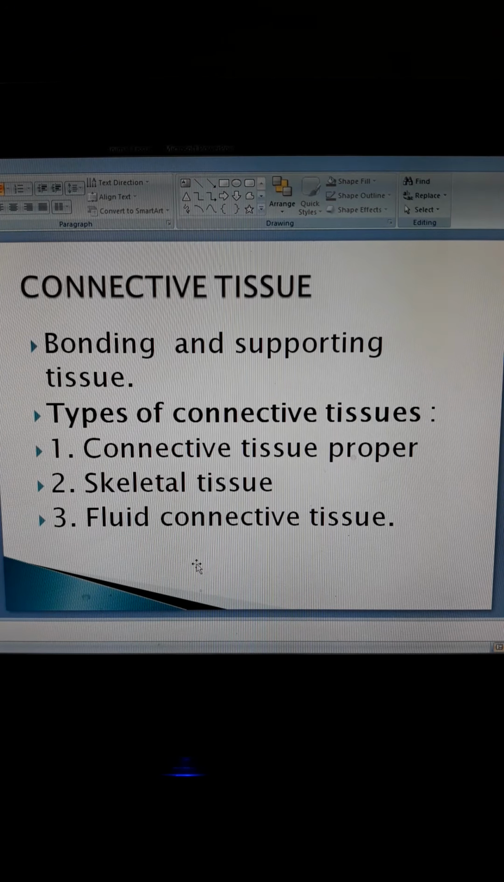The space between the cells of the connective tissue has a lot of space. Connective tissue cells are very few in number and they have large spaces between them. Those spaces are filled by a gel-like substance which we call matrix. Types of connective tissues are connective tissue proper, skeletal tissue, and fluid connective tissue.